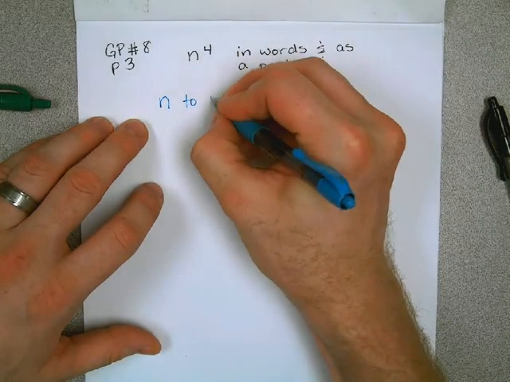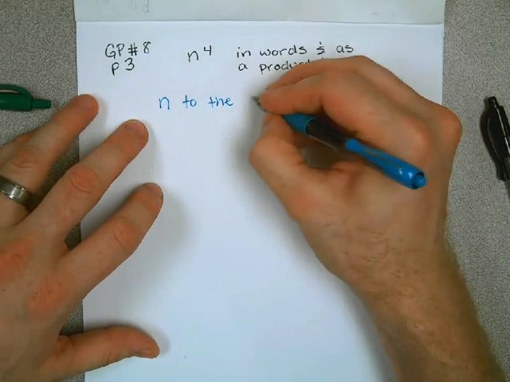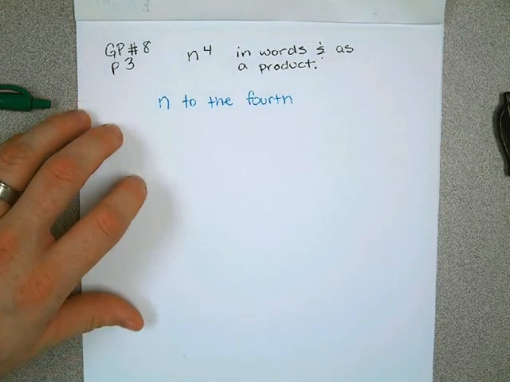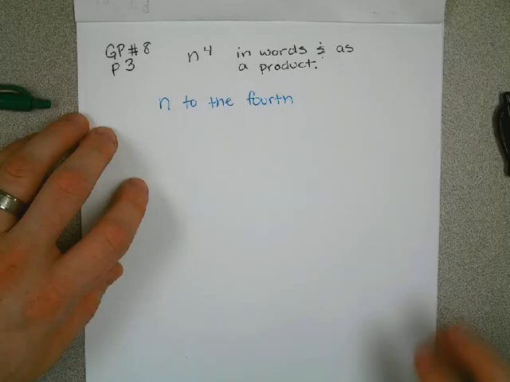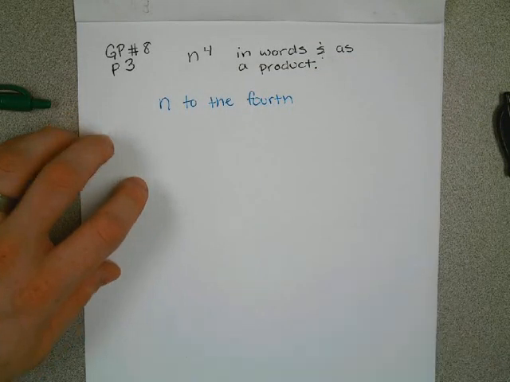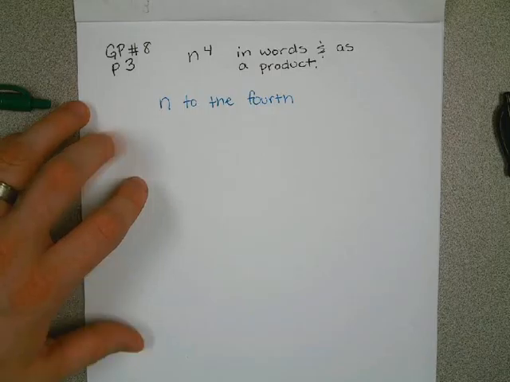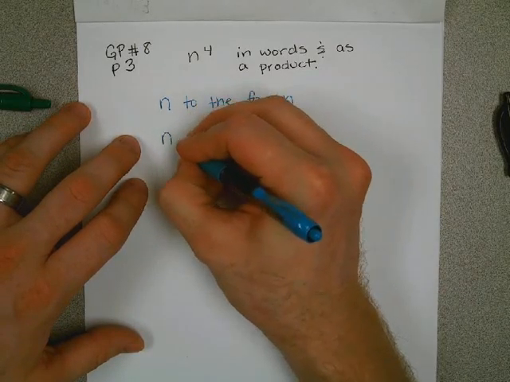Then, if we write it as a product, that means to multiply, so we're going to write it as a multiplication problem. We're going to do n times n times n times n as a product. We still need to write explanations out for this.